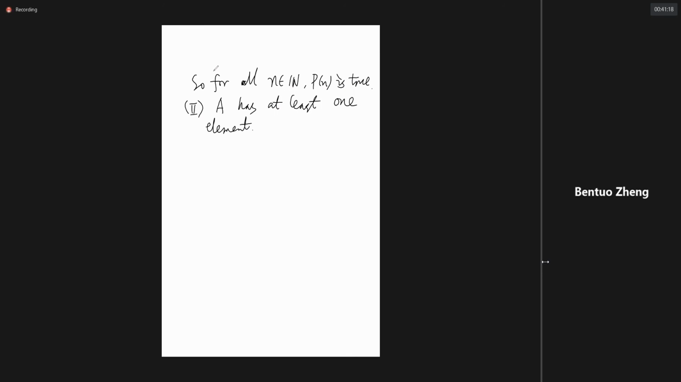Okay, A has at least one element, and moreover, A is a subset of the natural numbers. So A has a minimum. Any non-empty subset of the natural numbers has a minimum. Okay, let P be the minimum.